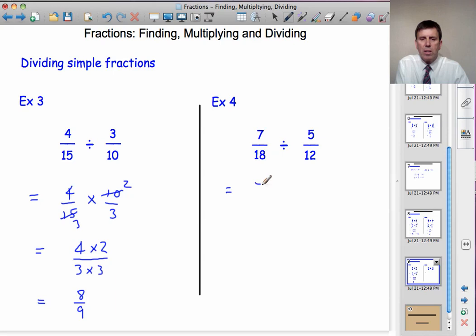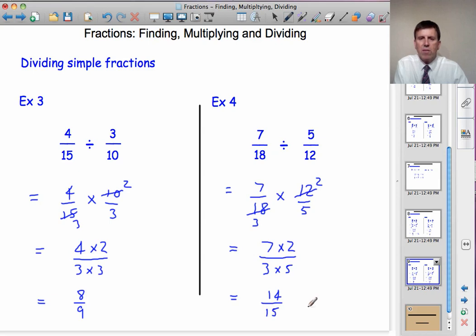That's equal to 7/18 multiplied by 12/5. Now we've got a multiplication. I can look to see if we can cancel. Yes, I can see that 6 will go into 12 and 18. So 6 goes into 12 twice, 6 goes into 18 3 times. No more cancelling, so I multiply the numerators, 7 times 2, multiply the denominators, 3 times 5. 7 times 2 is 14. 3 times 5 is 15, to give an answer of 14/15.